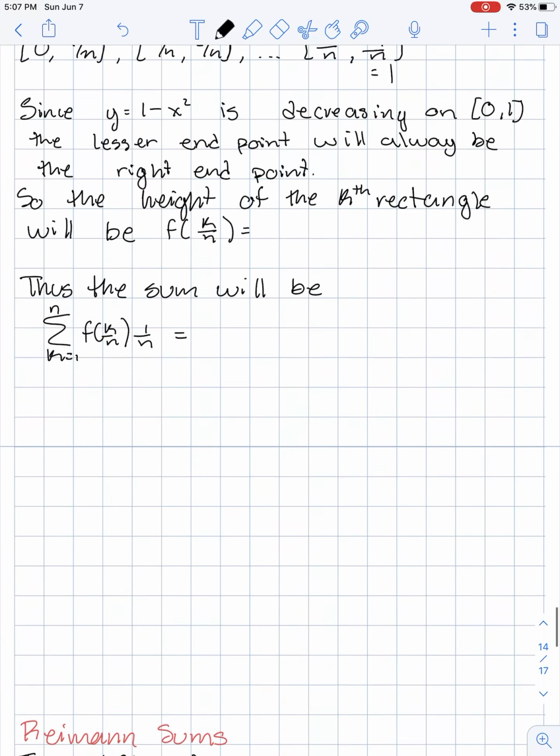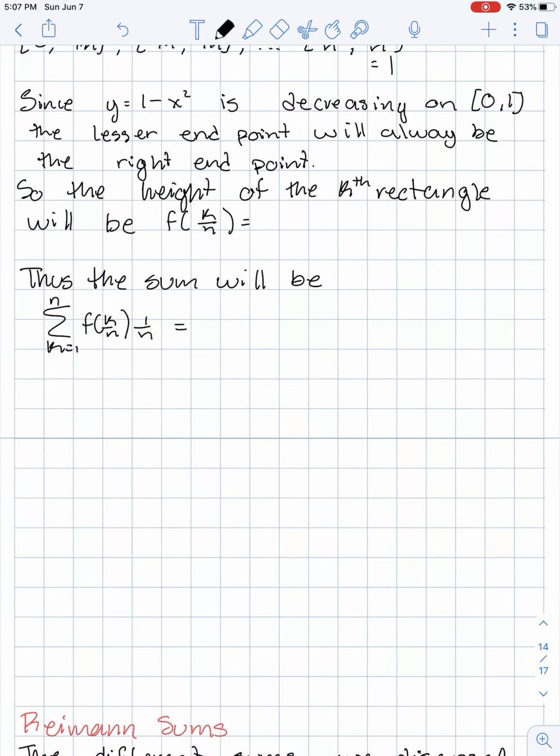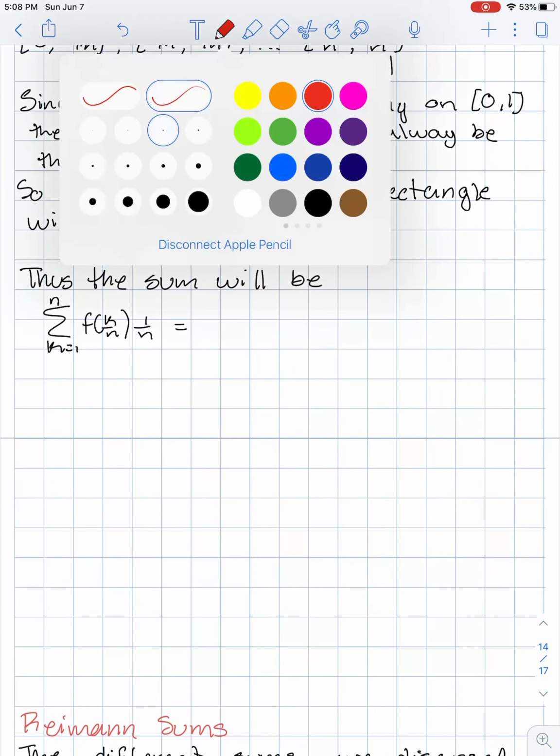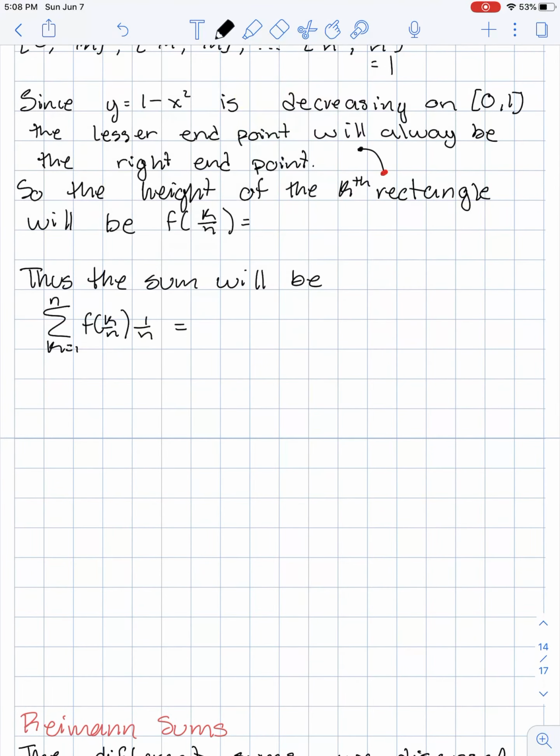Since 1 minus x squared is decreasing on 0 to 1, which we saw last section, the lesser endpoint will always be the right endpoint. If I'm going down like this, I'm decreasing, so this right endpoint is always going to be the lower one. That's why we're going to use right endpoints here.